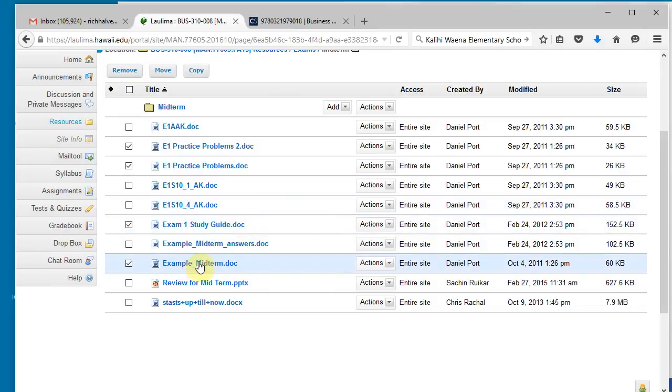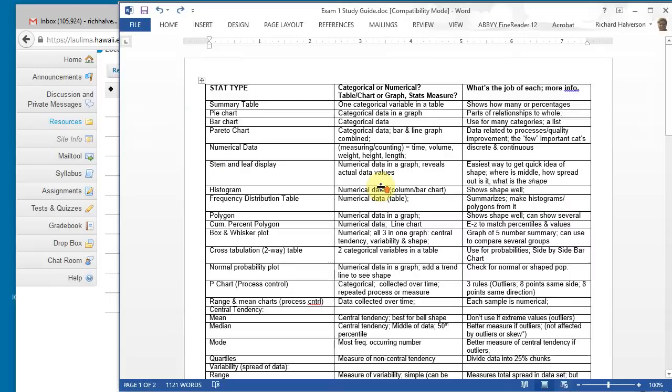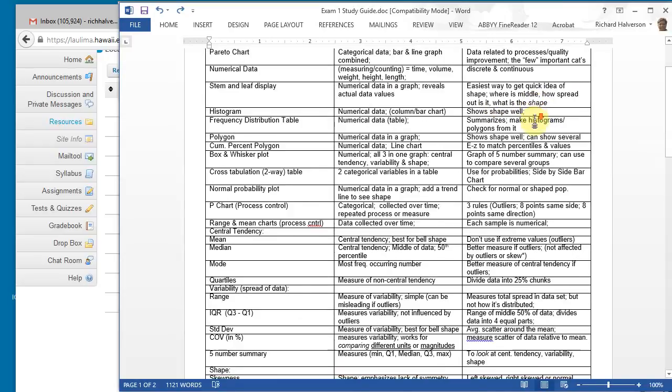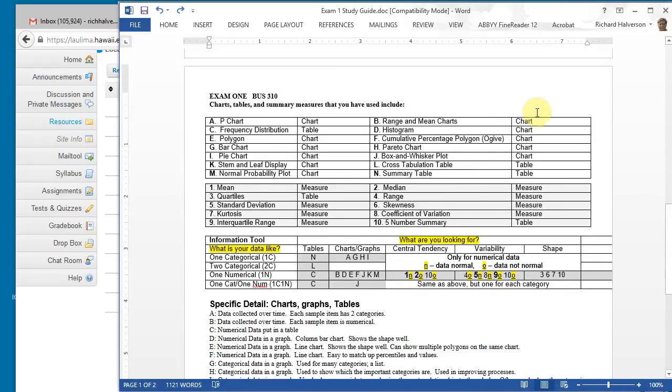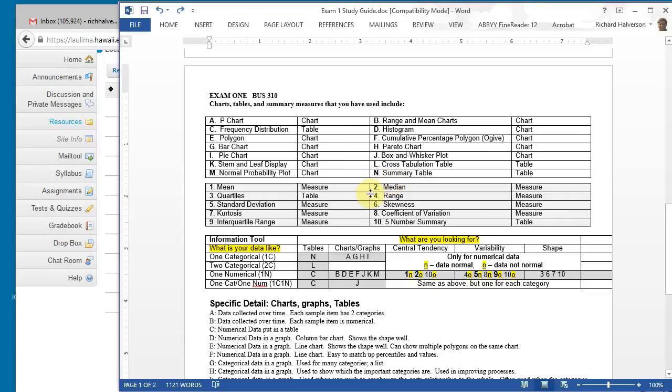Okay, first of all, let's look at this study guide, because the study guide is very important. I definitely recommend bringing the study guide with you to the exam. We have a summary table here. We have a summary of stat types and whether they're categorical or numerical data and what it's used for. And we've got another kind of summary here, which we actually use for those problems where we're only supposed to indicate what summary table or chart we're going to use, and we'll go through those.